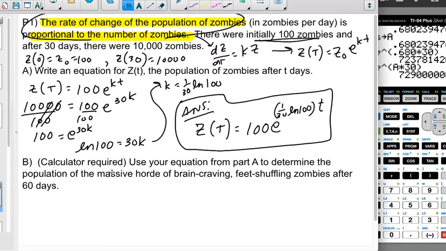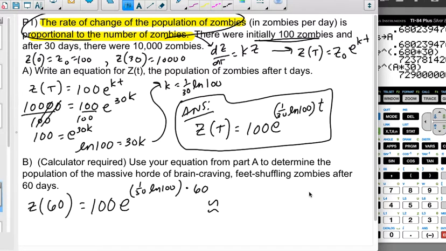Now I'm asked to use it, calculator required. I'm going to use my equation from part A to determine the population of zombies after 60 days. So I want z of 60. Well, that's going to be 100 e to the (1/30th natural log of 100). Remember, that's all a number, and then that whole thing will be multiplied by the 60, right? And then I get an approximate value in zombies, right? I should make sure I have units. So again, same thing.